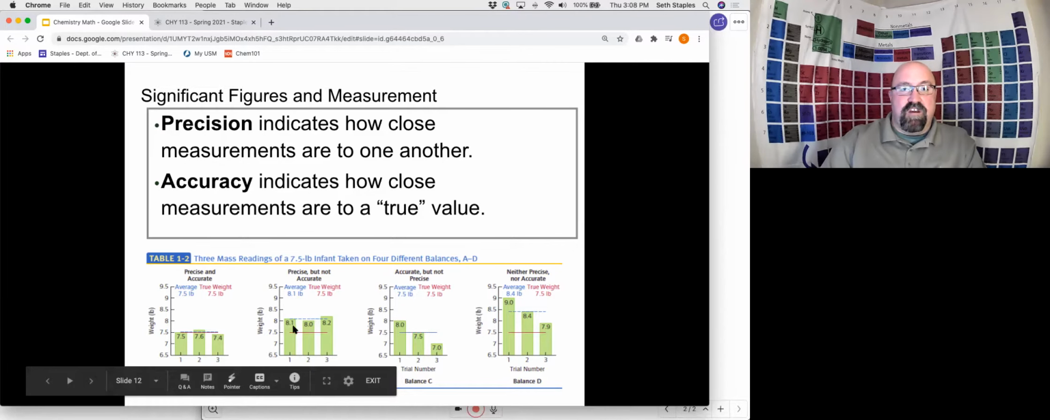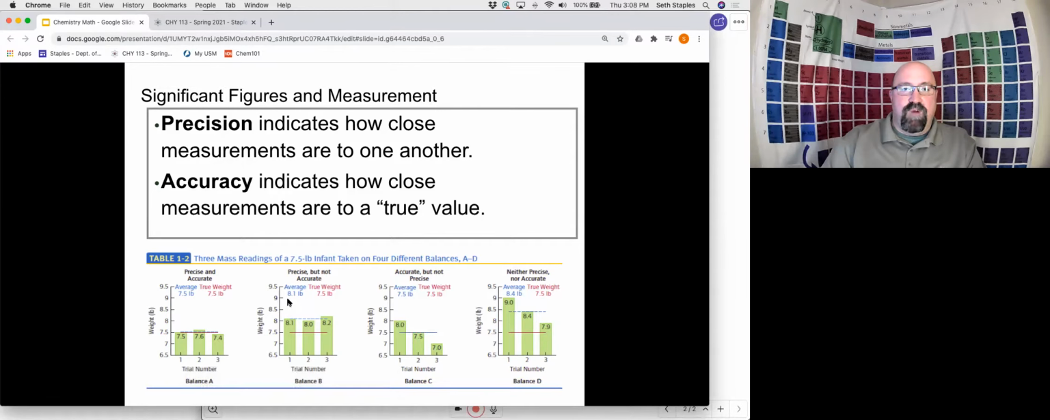In this data set here, all our measurements are pretty precise. They're all close to each other, but the average isn't close to the true average. So this is precise, but it's not accurate.